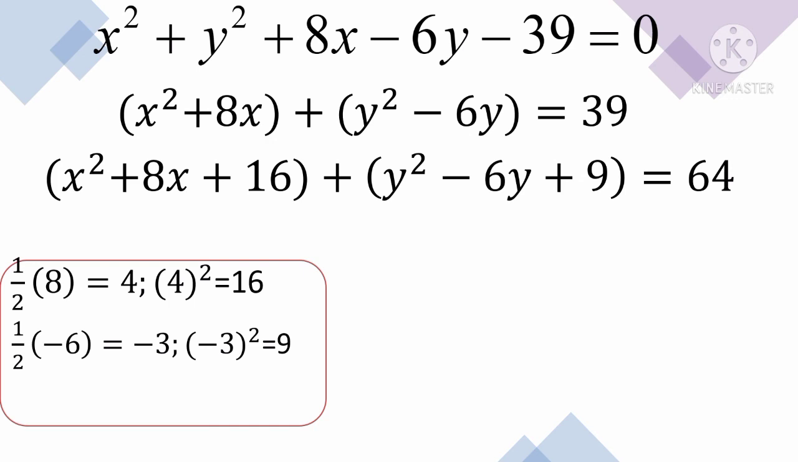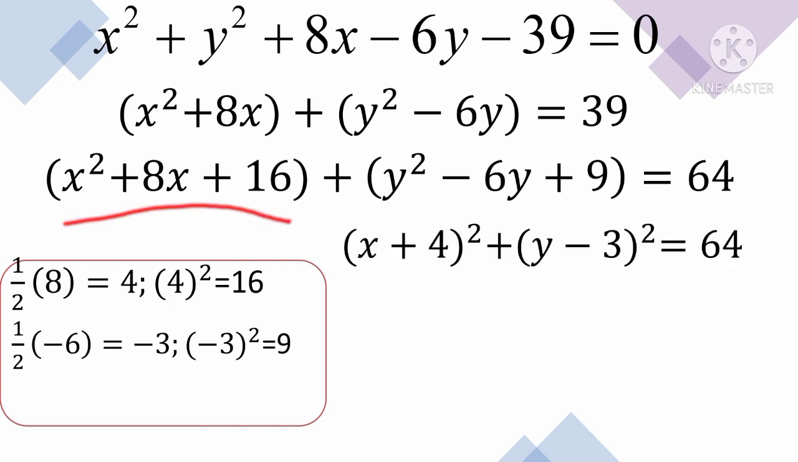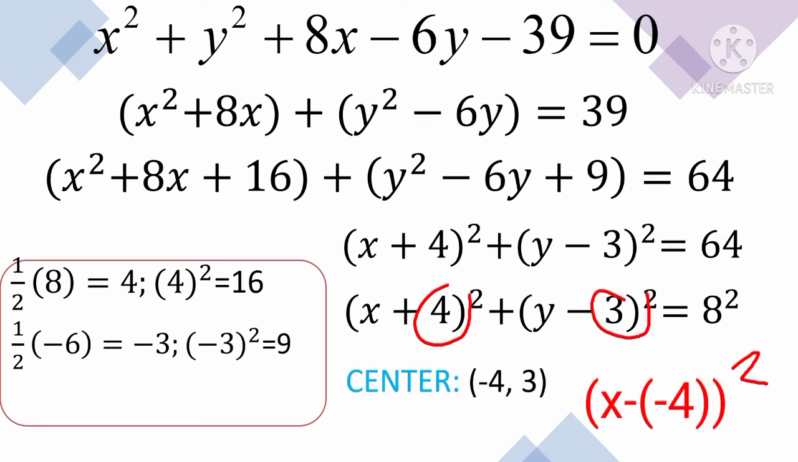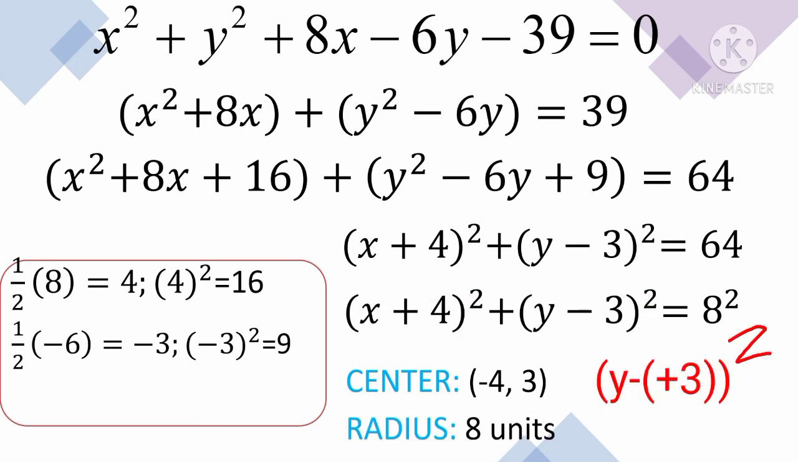x squared plus 8x plus 16 can be represented as the quantity x plus 4 squared, and y squared minus 6y plus 9 is also represented as the quantity y minus 3 squared equal to 64. Now to determine the center of the circle, we have h equal to negative 4 and k equal to positive 3. And the radius now is equal to 8 units.